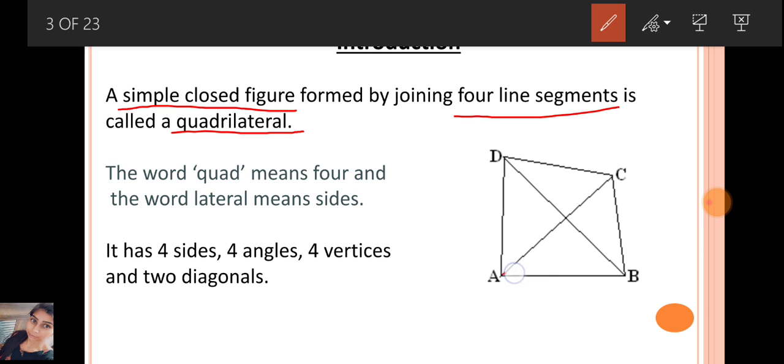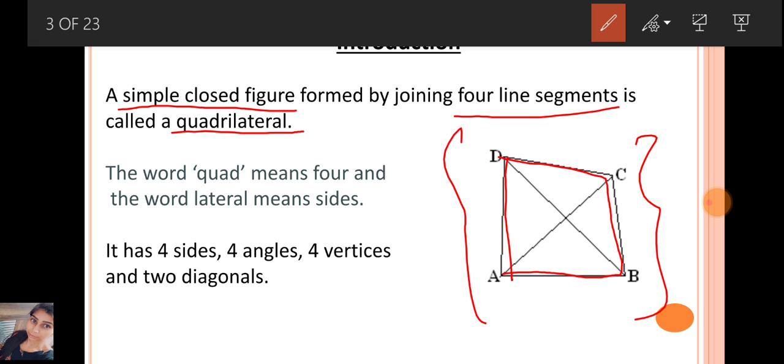As you can see in this figure, one line segment, the second line segment, the third line segment and the fourth line segment. These are the four line segments, and this is a closed figure. So this is called a quadrilateral. Now just see, the word quadrilateral is made from two words, quad and lateral. Quad means four and lateral means sides. So whenever you are talking about a quadrilateral, it implies that it is a simple figure with four sides.